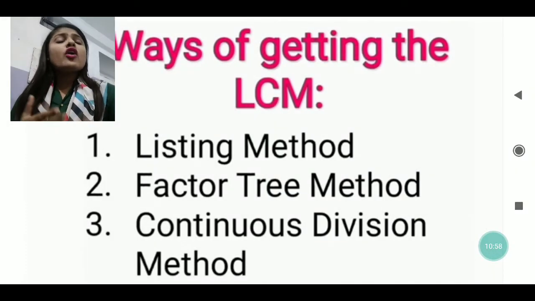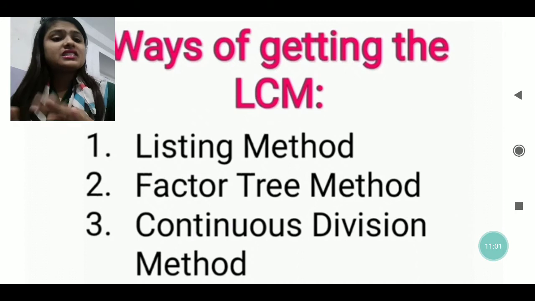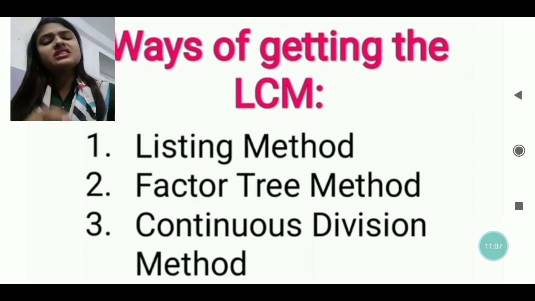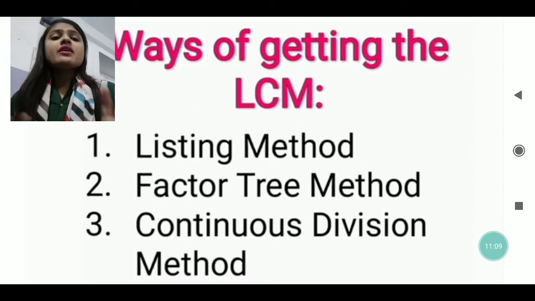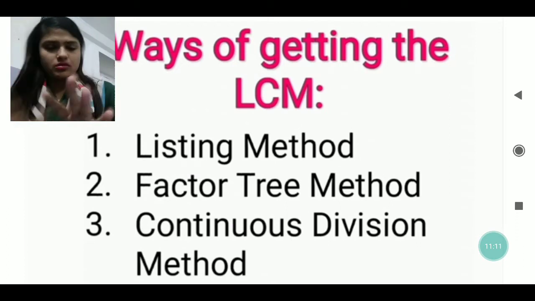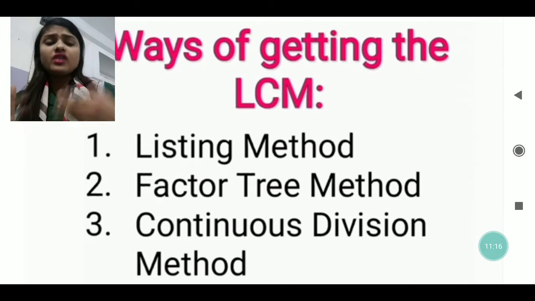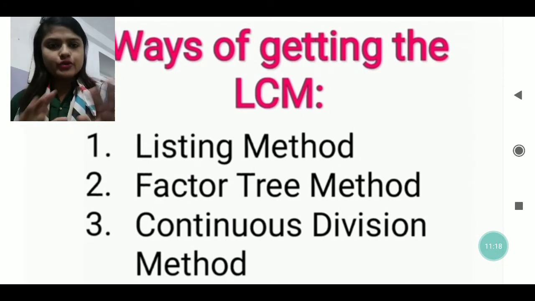Next, the ways of getting the LCM: listing method, factor tree method, and continuous division method. All these 3 I am going to explain to you. Maybe 1 or 2 are given in the book. The factor tree method is also given, I think. So if you see it, it will be easier for you to do the exercise.